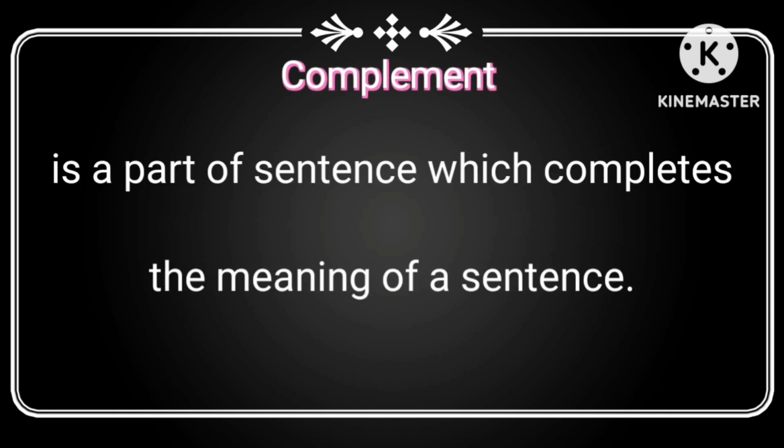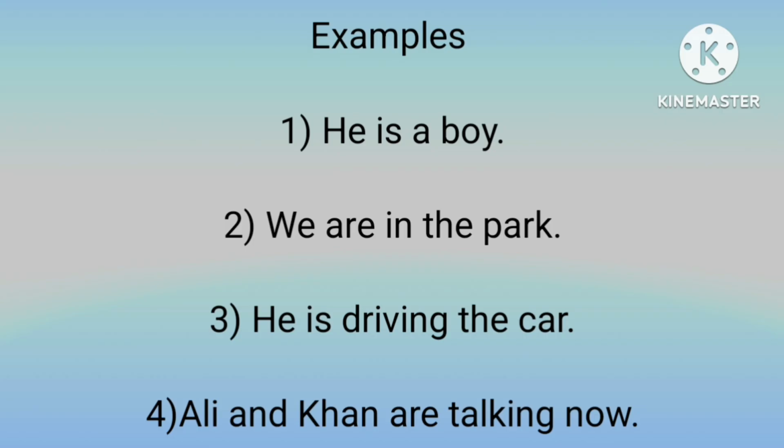What is a complement and what is an object? A complement is a part of a sentence which completes the meaning of the sentence. It means by this part we make our sentence complete. Like the first sentence, he is a boy. If we omit a boy, it doesn't give complete meaning. By this part, it gives complete meaning. It is the complement.